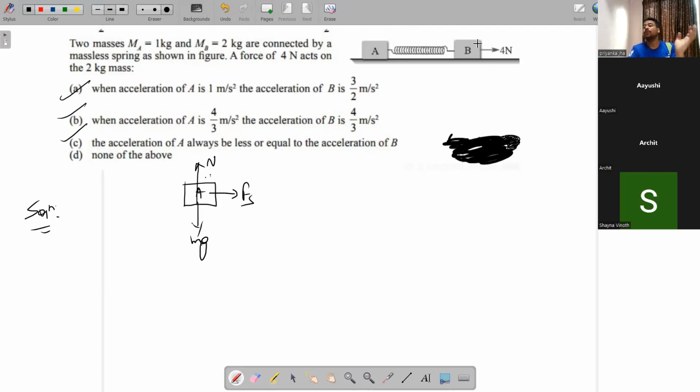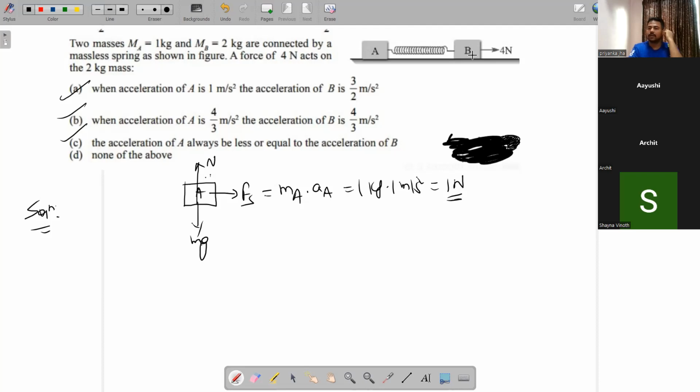Because of that, B will want to move towards the right. Because of that, there will be some elongation, extension in the spring. The spring will have some force, some tension, and that tension will be the same everywhere. So if this spring has some elongation, it will pull B like this and pull A like this. Now this is the spring force. That should be equal to mass of A into acceleration of A. Mass of A is 1 kg and acceleration is 1 meter per second square. So the force is 1 Newton, meaning the spring has tension 1 Newton.